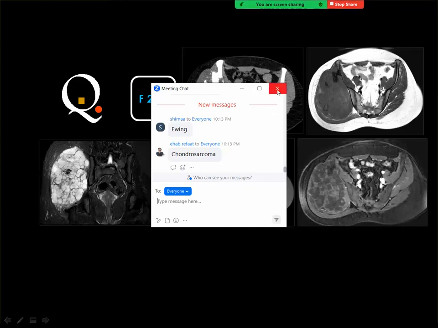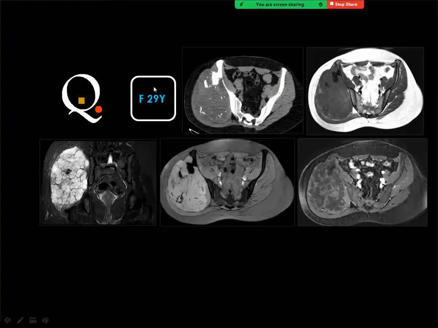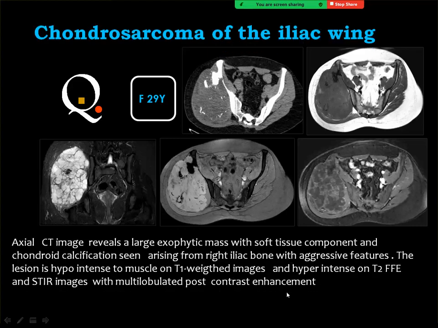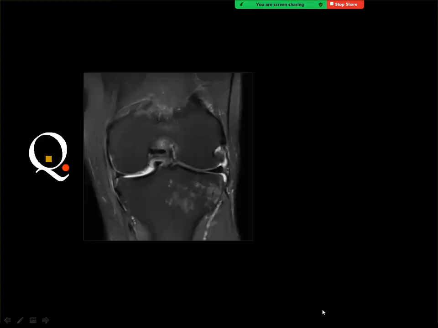Yes, the answer is right. This is chondrosarcoma, not Ewing, because the patient age is a little bit old, in the adult. Ewing sarcoma is seen more commonly in the pediatric age group. Also, whenever you see a malignant mass with matrix calcification in the tumor tissue, then you think of chondrosarcoma, and this is chondrosarcoma of the iliac wing.